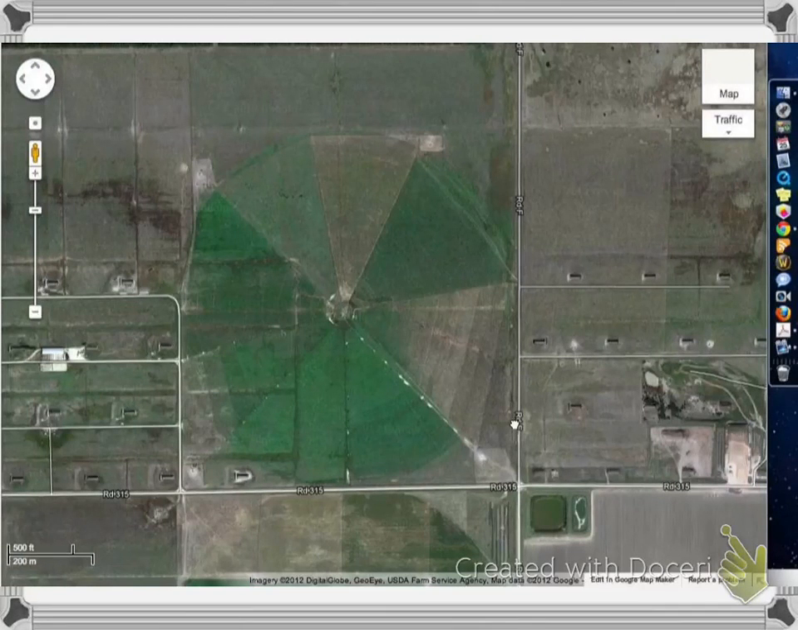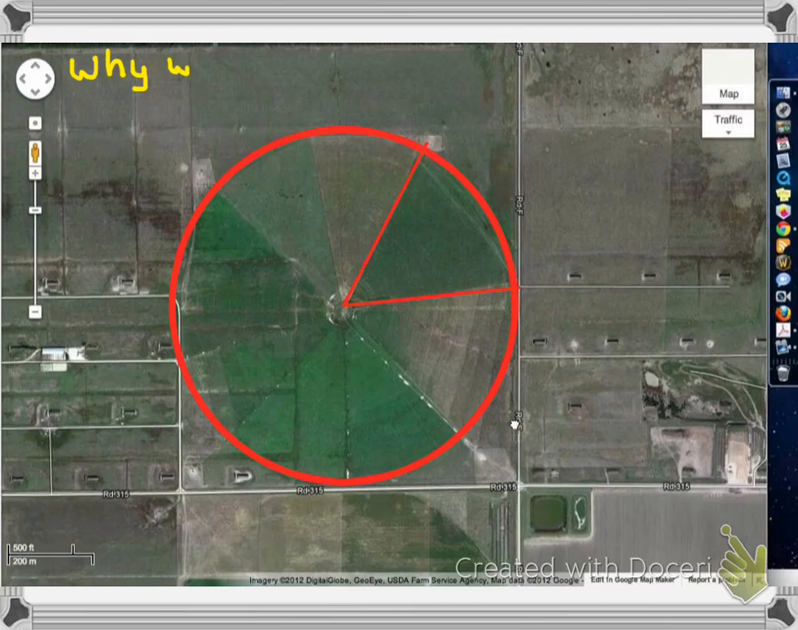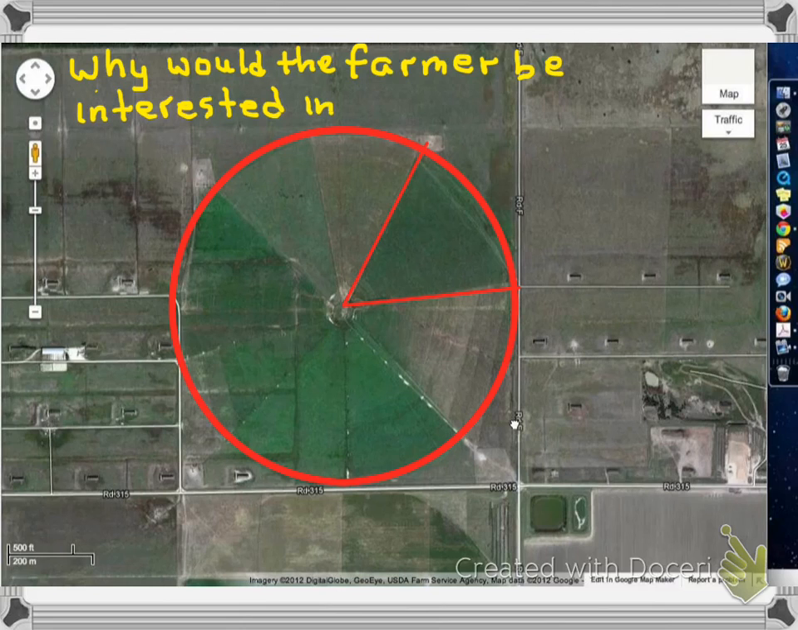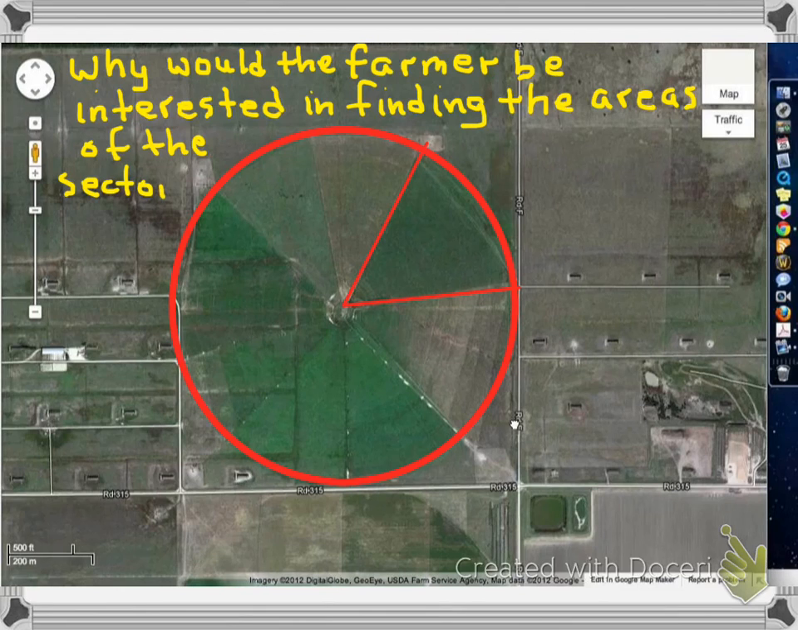Notice this is an aerial picture of some irrigated farmland. And you'll notice that this farmland is in the shape of a circle with some sectors that are very easily identified. And you notice one that I've highlighted in particular in red. The question that I want to pose is, why would the farmer be interested in finding the area of the sectors in this irrigated section of land?